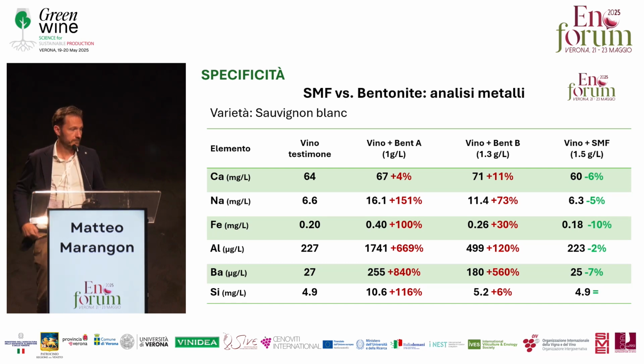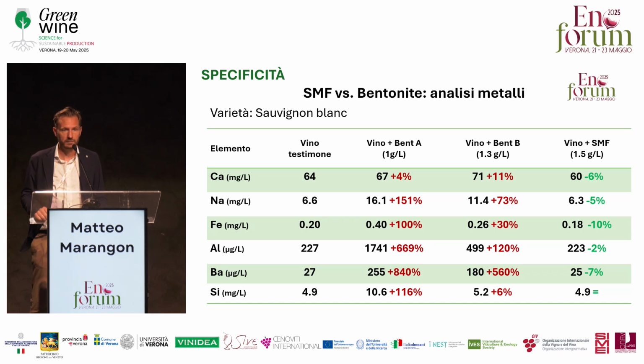One thing has changed, though, and it is the analysis of metals, in that you see the composition have calcium, sodium, iron, and so on and so forth. You have the control sample with a specific profile of concentration of metals, and we made a comparison with two bentonites, bentonite A, 1 gram per liter, and bentonite B, 1.3 grams per liter, and SMF, 1.5 grams per liter.